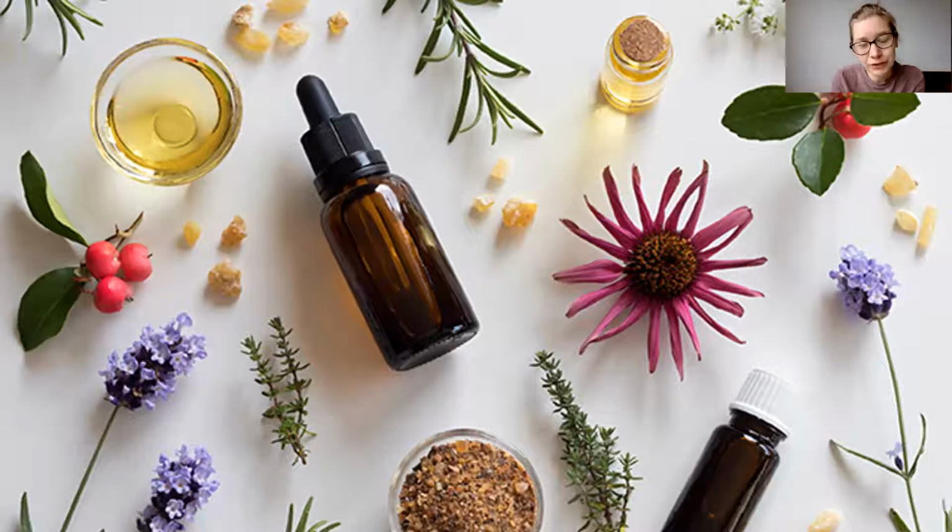Essential oils are really useful. It's a bit controversial about how useful they are, but they are really interesting compounds, and we are going to learn about the chemistry of them.